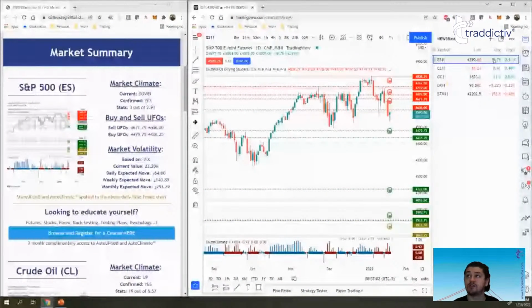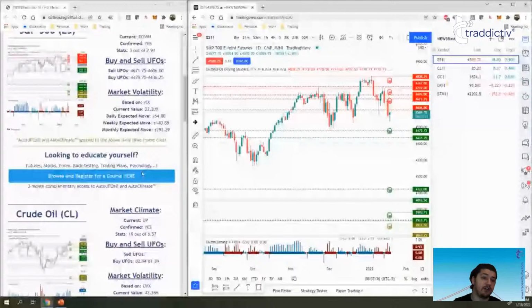All right, the first one that we're going to look at today is the S&P 500, which is currently in a confirmed down climate, the third one out of typically 3 days. Sell UFOs are at 46.7175. That's a recently created one based off of yesterday's movement. 44.7975 to 44.3625 is the one down below. Essentially speaking, below these lows here that we see, so it's a very interesting UFO there. According to the VIX, we're looking at 22.2% volatility, so definitely elevated volatility here.